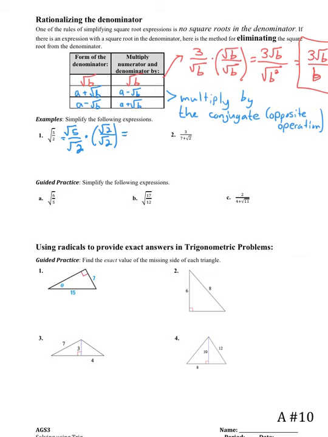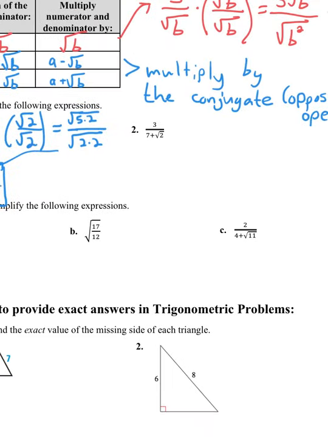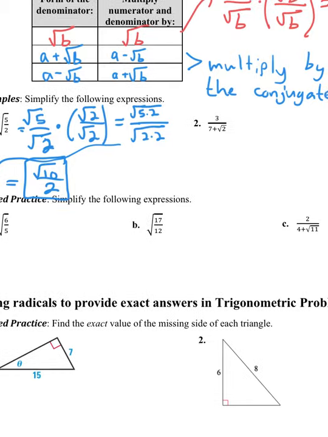And what's going to happen is on the numerator, I'm going to get square root of 5 times 2. On the denominator, I'm going to get square root of 2 times 2. And that becomes square root of 10 over square root of 4. And thankfully, square root of 4 is 2. So that simplifies for us, and that's it. Okay, that's the idea with these types of problems.